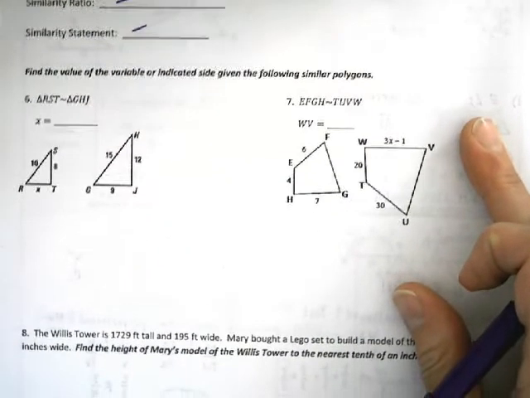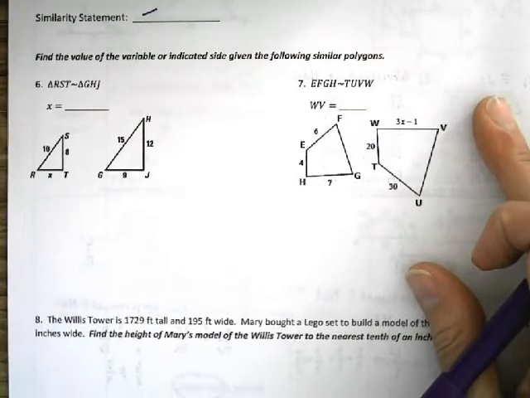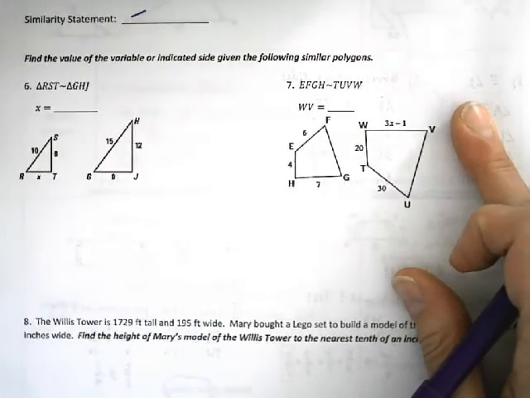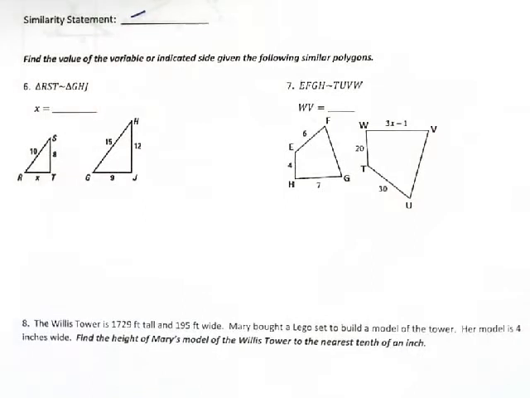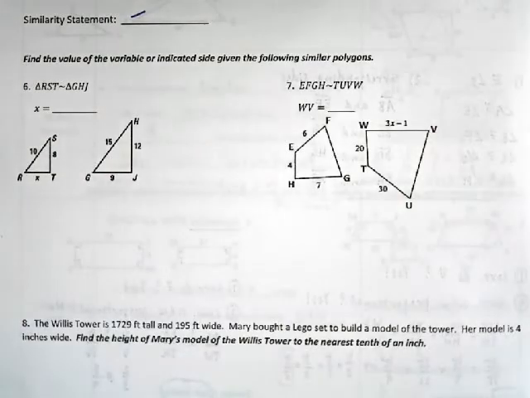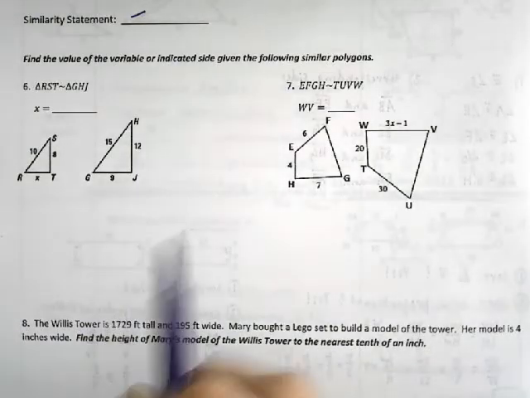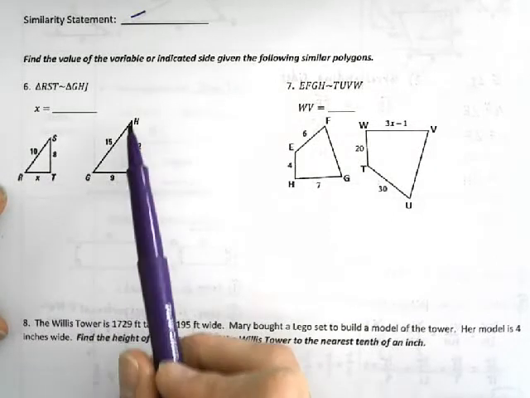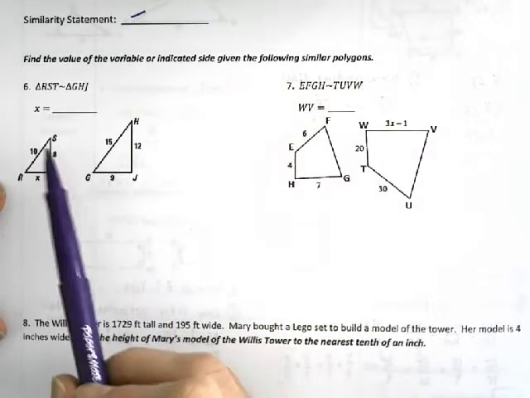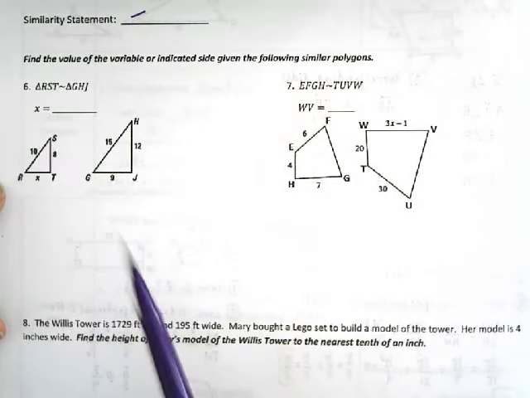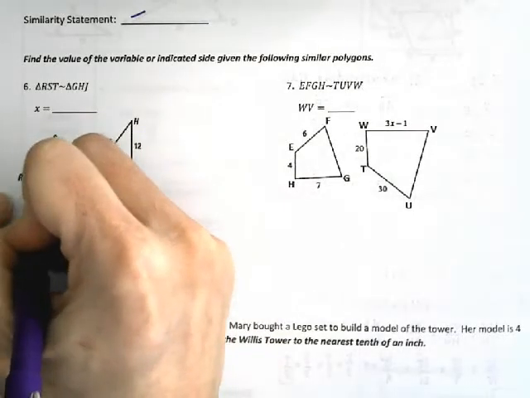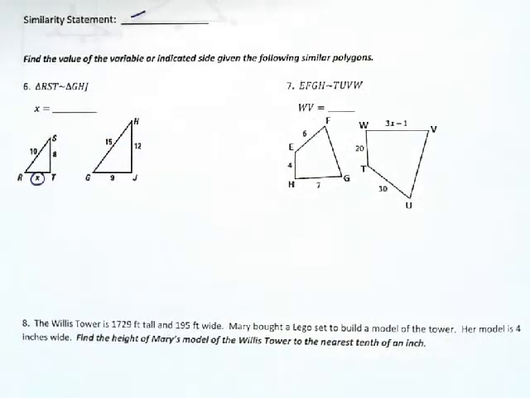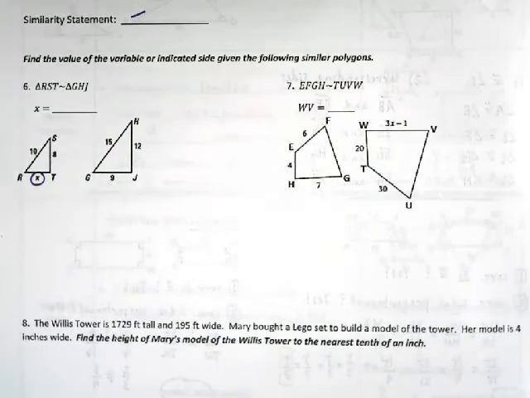So now that we know how to determine whether they are similar, we're going to use similarity to allow us to solve for side lengths. So in number 6, we're being told that triangle RST is similar to triangle GHJ. And we need to solve for the value of x. So that x is right here. So we're going to use proportions to set up an equation that's going to allow us to solve for x.